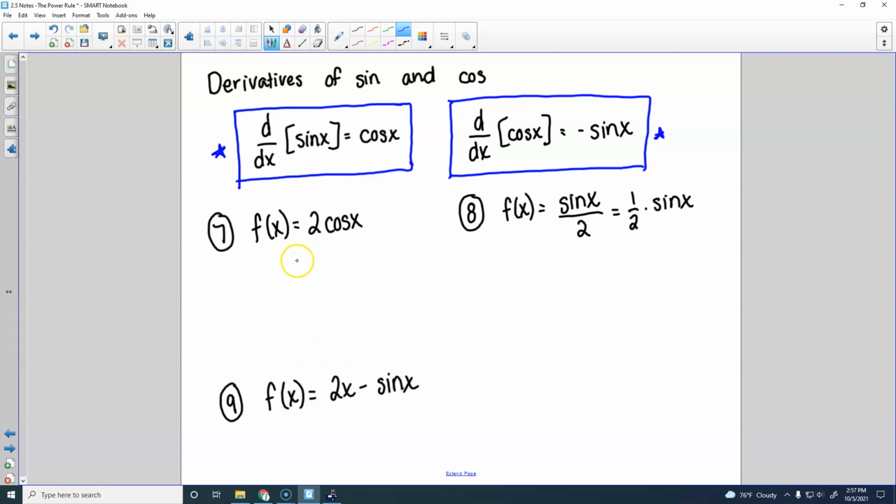So, all right, watch this. If I'm taking the derivative, the coefficient just stays the same. Cosine turns into negative sine. And so that's going to be negative 2 sine x. That's it.